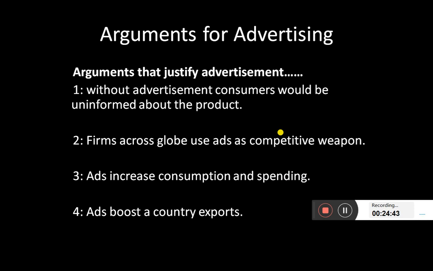Besides this, firms across the globe use ads as a competitive weapon. All over the world, organizations have competition.